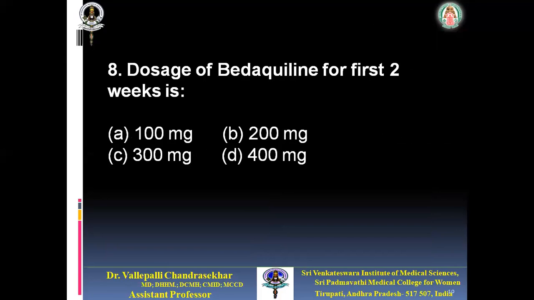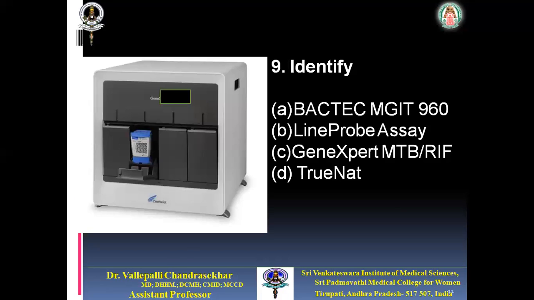Then, dosage of bedaquiline for the first 2 weeks is how much? A. 100 mg, B. 200 mg, C. 300 mg, D. 400 mg. 200. Okay. Any other options? 300 mg. Again, mixed responses, 200 mg and 300 mg. We'll see during the lecture. What is the correct dosage of bedaquiline for the first 2 weeks, and then how much dose do we have to continue onwards?